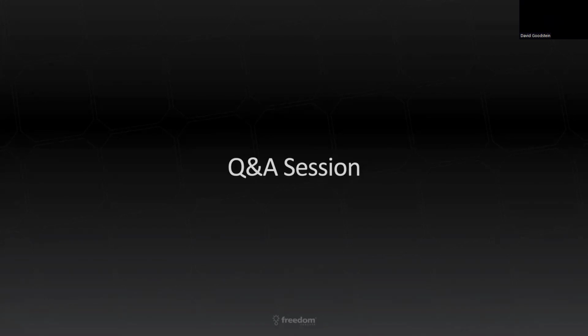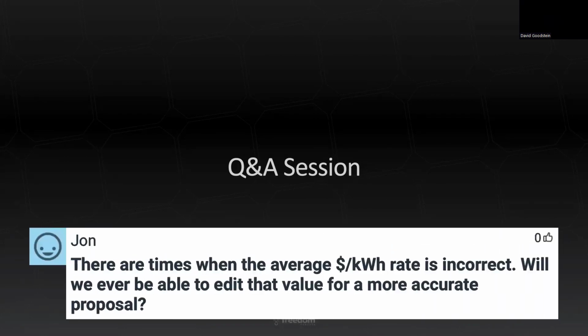And we do have our first question from John, which I will take, and we'll do a quick screen share so I can show you how to do this. John's question is, there are times when the average cost per kWh is incorrect. Will we ever be able to edit that value for a more accurate proposal? So I'm going to do a quick screen share here and jump into the new sales mode.